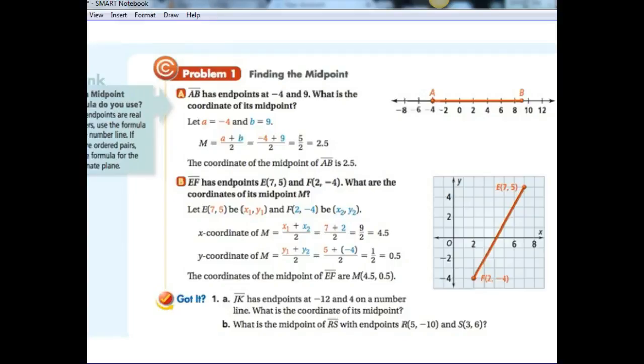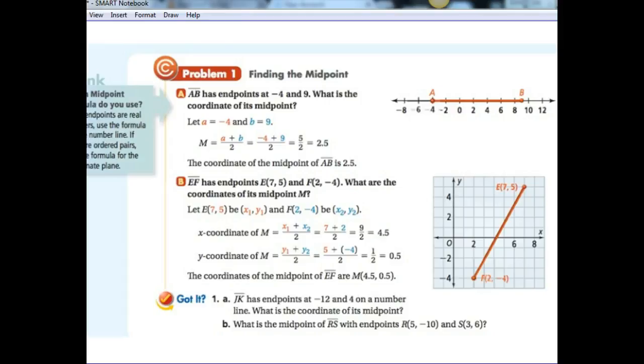Hello, today we're looking at problem number 1 from your geometry part 1 textbook. This is found on page 51, and it's talking about how to find the midpoint.